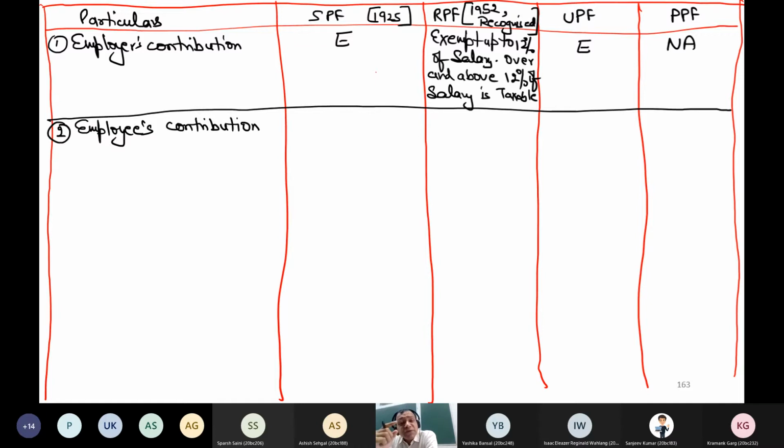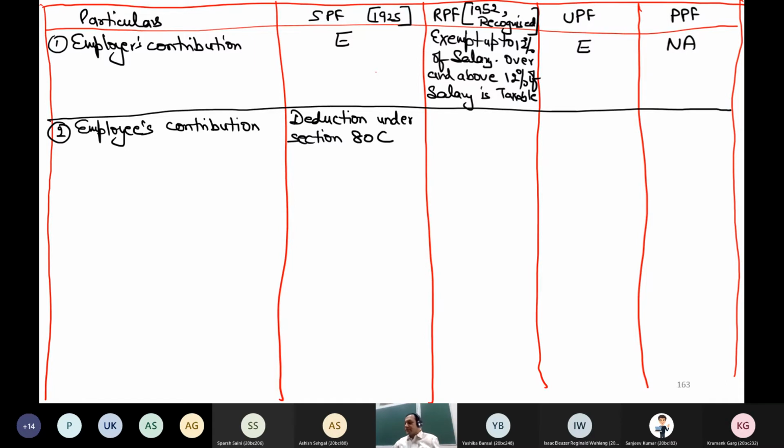But whatever I deposit or save in SPF is allowed as a deduction. This deduction we have not yet covered. I will cover it later on, but you must know that this is allowed as a deduction under section 80C.